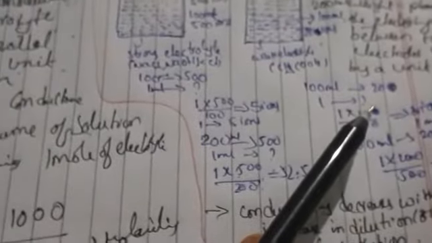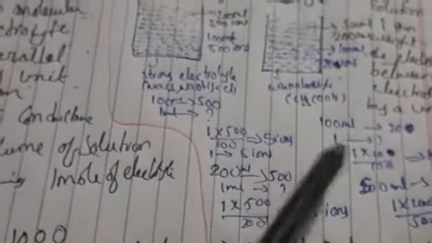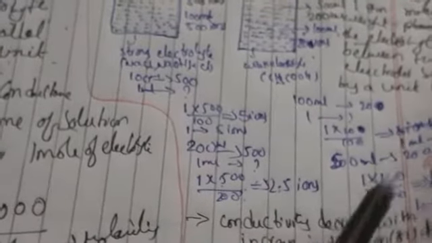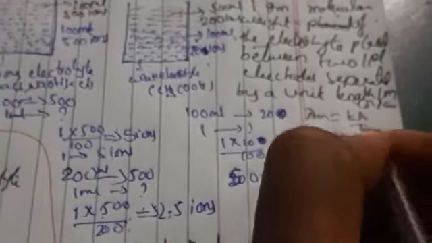Now what about molar conductivity? We did conductivity, so what about molar conductivity? What do you mean by molar conductivity? Molar conductivity of a solution of a given concentration is the conductance of the volume of the solution containing 1 mole of the electrolyte, kept between 2 parallel electrodes having unit length L and area of cross section A. That is molar conductivity, denoted by lambda m, which is equal to KA by L.